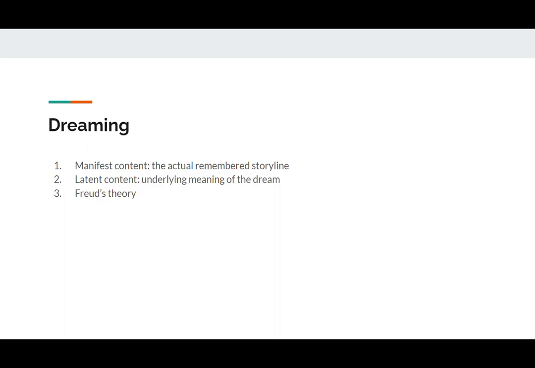Sigmund Freud was interested in what dreams could tell us about our inner thoughts and desires. He believed that dreams had 2 messages. First was the manifest content, which was the actual remembered storyline. The second is referred to as the latent content, or the underlying meaning of the dream. For example, being chased by an animal in a dream may actually mean we're worried about a deadline creeping up on us, which is kind of ridiculous, I would say.